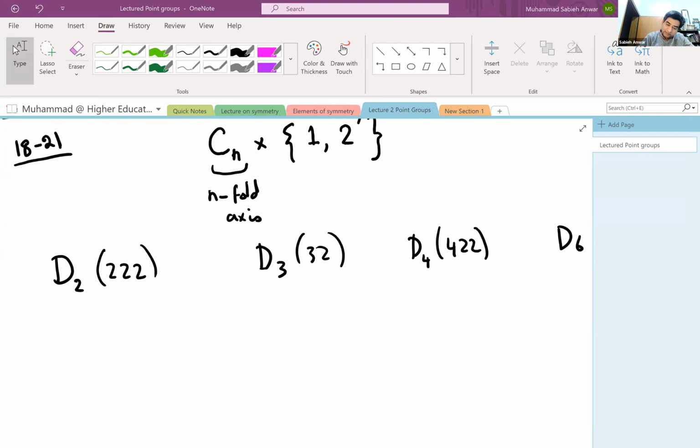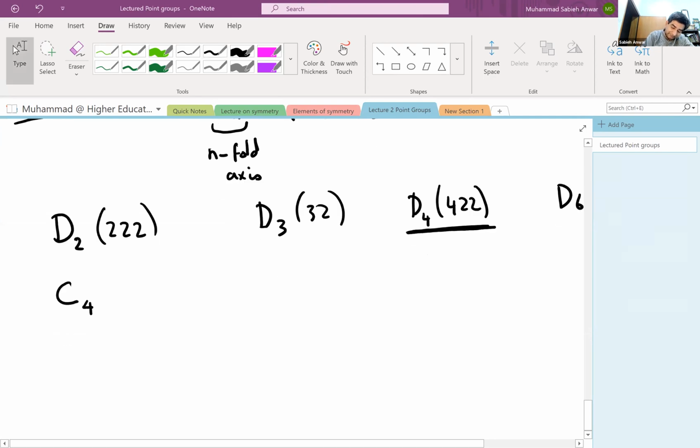So let's look at this group D4 here, or 422. Let me close my Gmail first. All right. Suppose I have the group C4. Let me draw the stereogram for the group C4.